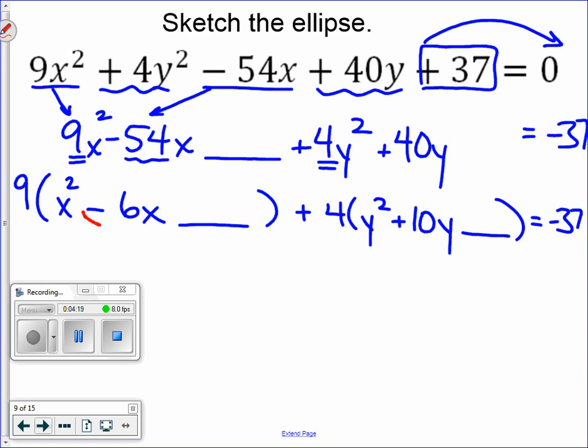We take half of this number, which would be what? I'm not going to ask them because I know nobody's going to say the answer, so I'm just going to keep talking. Half of negative 6 is negative 3, and then we square negative 3, and we get positive 9. I do the same thing over here in this quantity. I take half of positive 10. Half of positive 10 is 5.